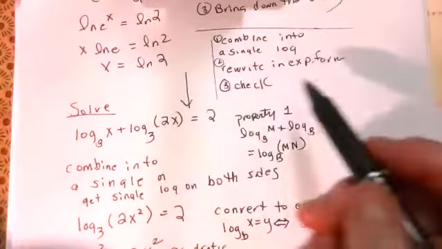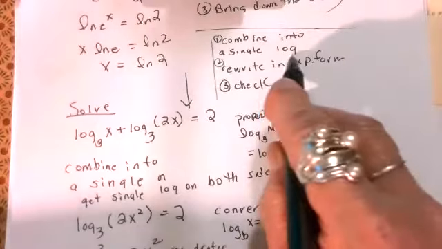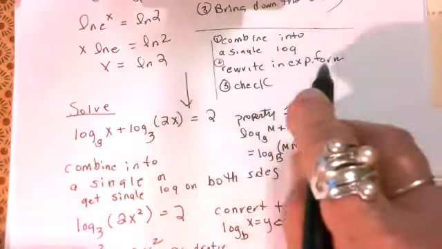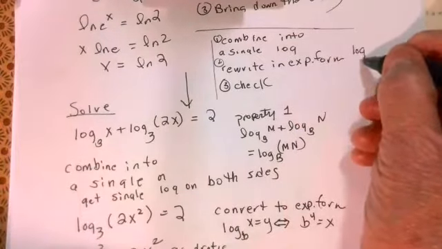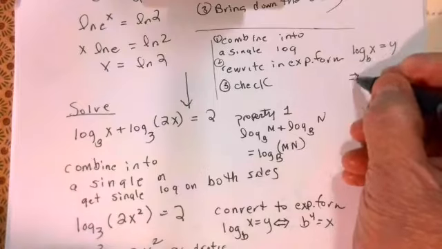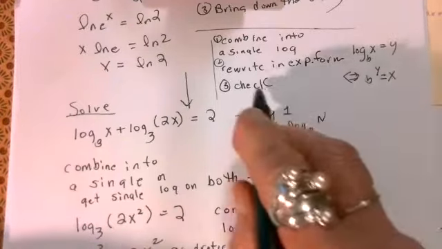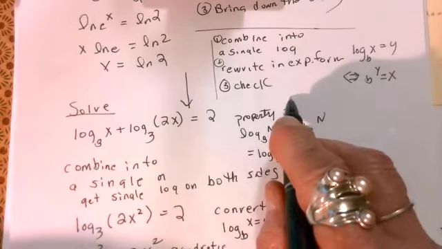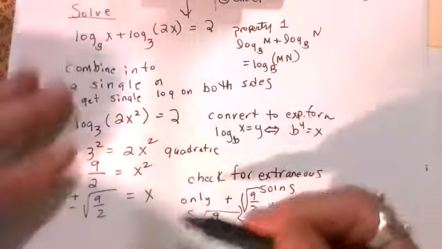Now, when you're trying to solve a log equation, it's totally different. You want to combine into a single log and rewrite the log in exponential form. So that means if you've got log base b of x equal y, you're going to rewrite it into b to the y equal x. And then you have to solve for x.